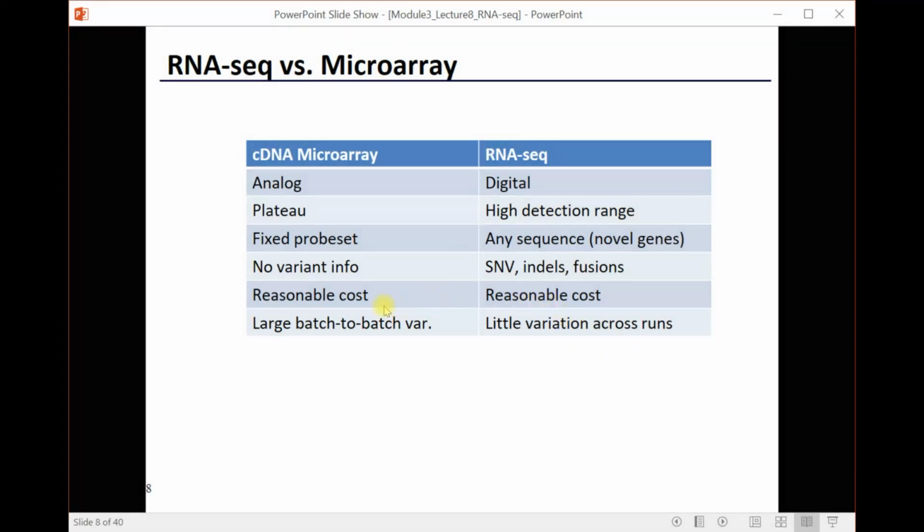And also the cost is reasonable for both microarray and RNA-seq. And microarray has relatively larger batch-to-batch variation compared to RNA-seq.